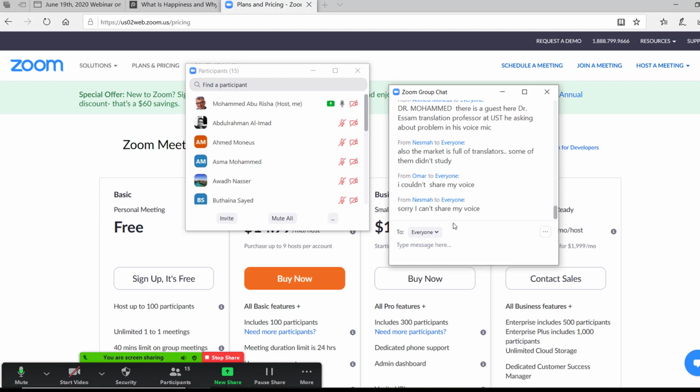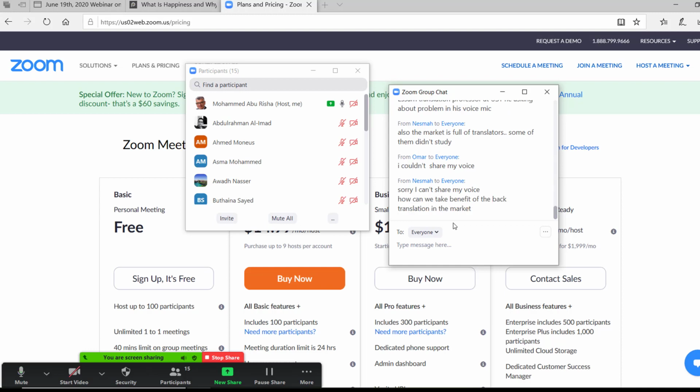So until we get an answer from Dr. Isam, I would like to come back to you. Nisma is saying that she doesn't have a problem; she has a problem with the voice. I'm sorry for this. I understand that this is a technical issue. As you can see, it is preventing us from having good communication among ourselves to make things rapid, fast.